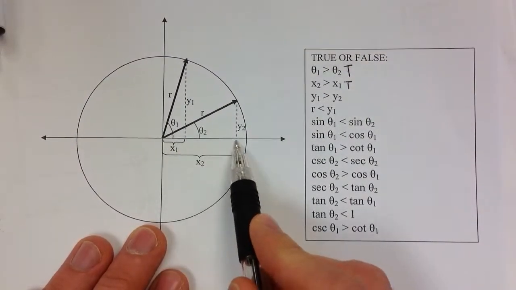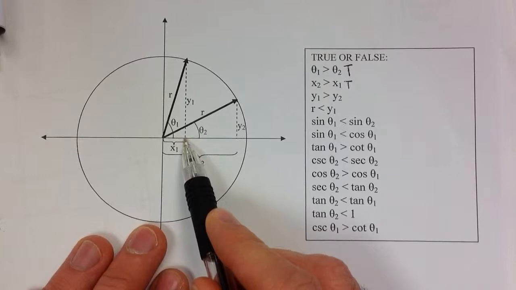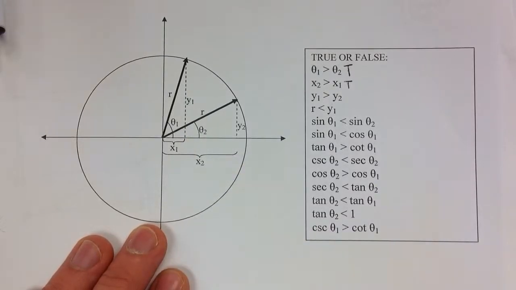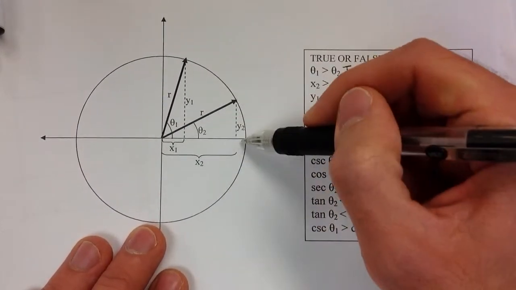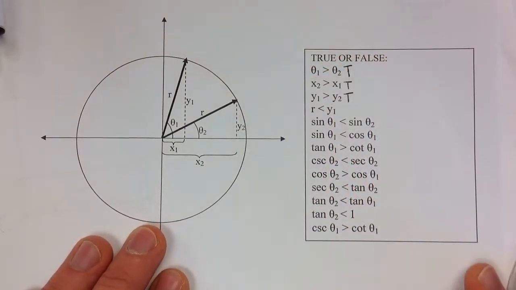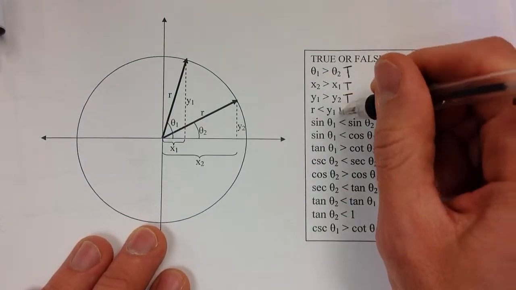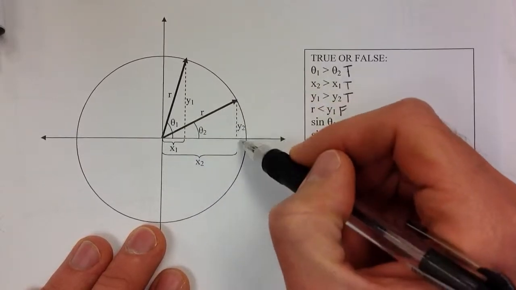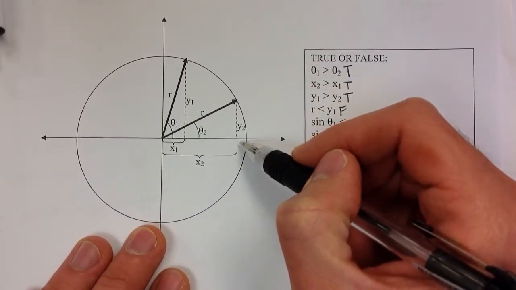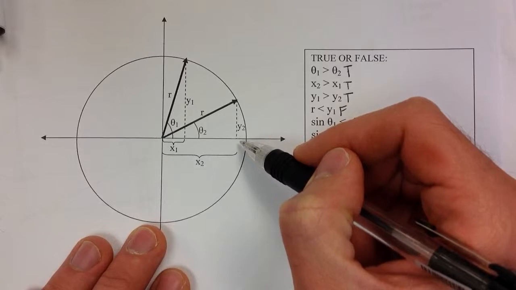Okay, this base x2 is greater than this base x1. Nikki S., is y1 greater than y2? True. Yes. This height is greater than this height. Chowan, is r less than y1? False. R is the radius or the hypotenuse of these right triangles. Hypotenuses are always the largest or longest side.